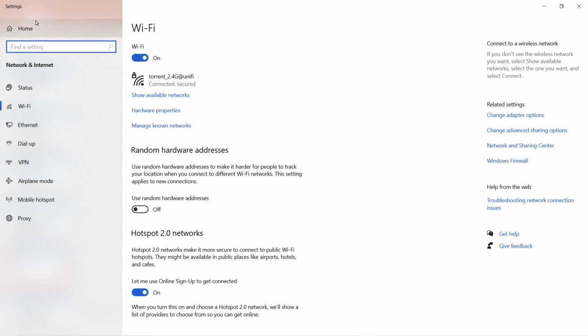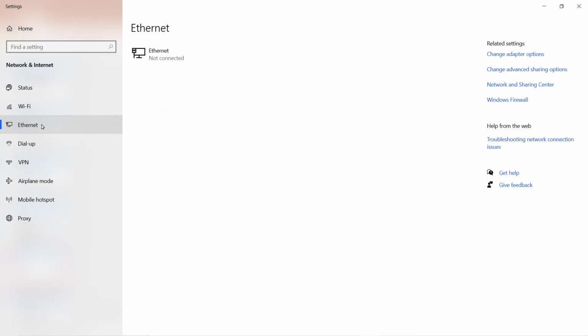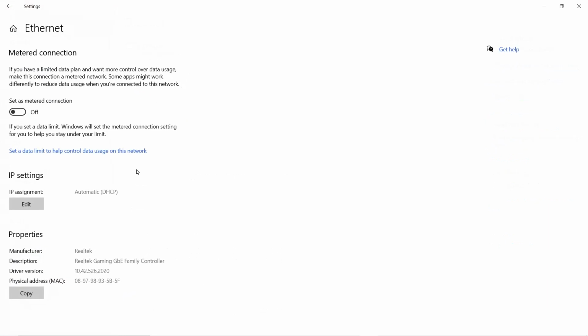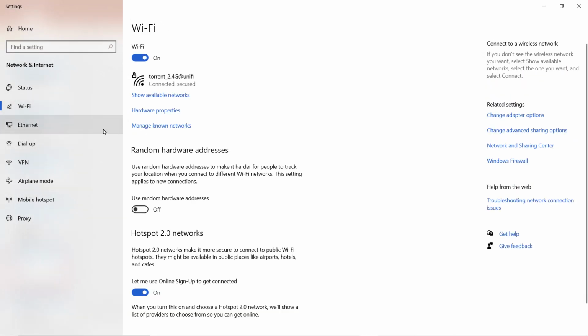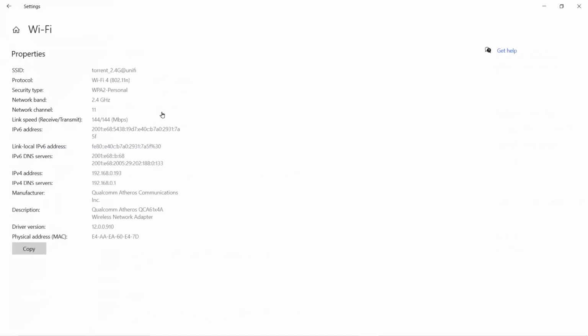If I am using the network card, this is the address of the other network card, which is 08-93-98-93, sorry, dash 5B dash 5F. Since we are not connected to the internet using this network card, we do not have an IP address. Only a computer that is connected to the internet has an IP address.